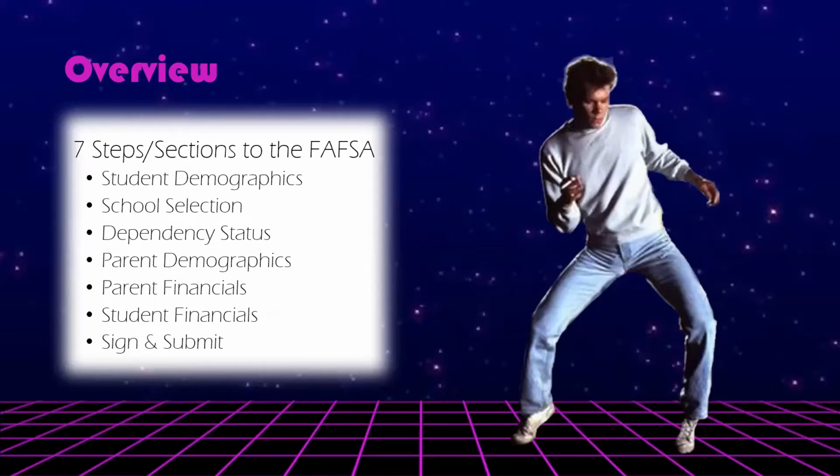So with the FAFSA, there are 7 steps and/or sections to the FAFSA application. Student demographics, school selection, dependency status, parent demographics, parent financials, student financials, and then sign and submit. Again, if independent, the parent demographics and parent financial information would not be requested.